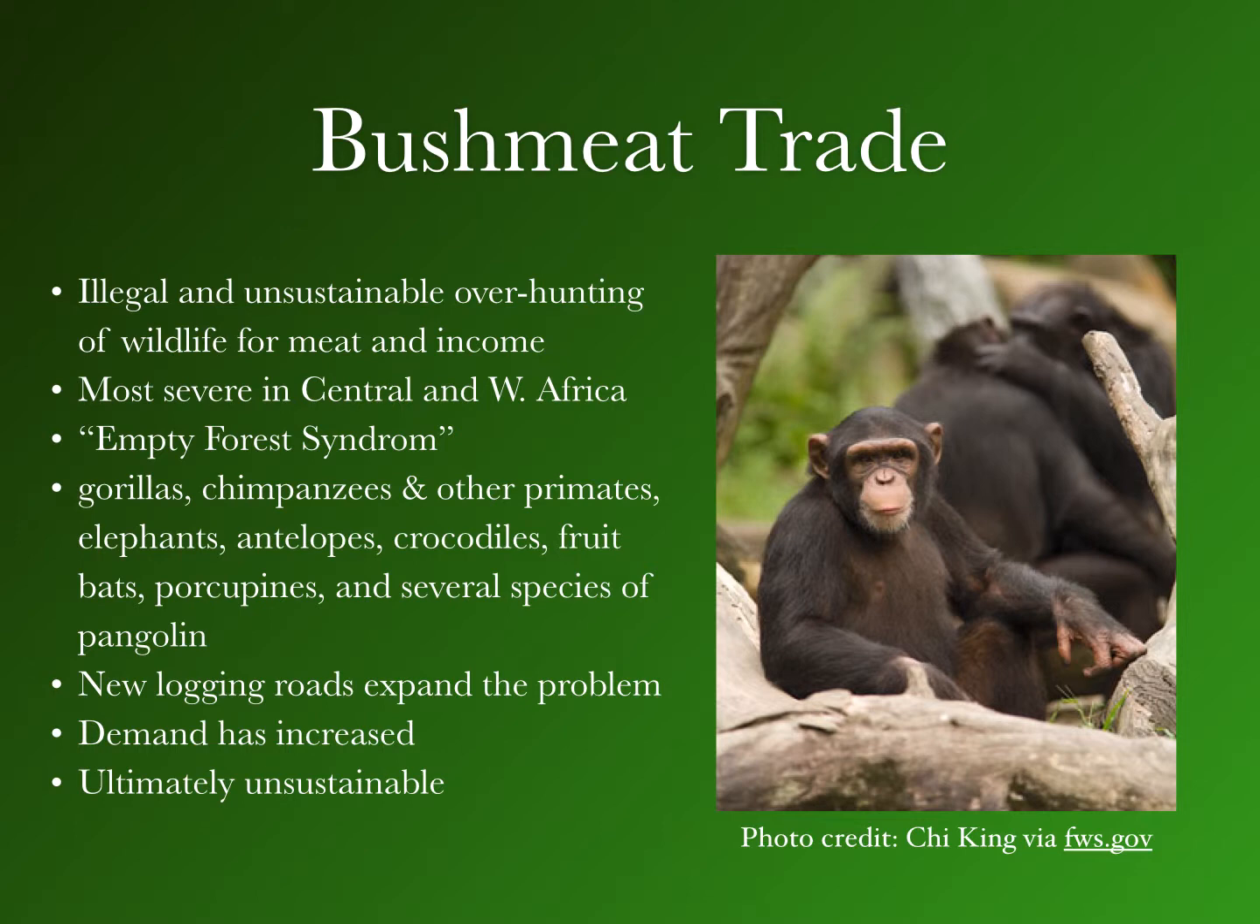The bushmeat trade refers to the illegal and unsustainable overhunting of wildlife for meat and income. It represents the most immediate threat to the future of wildlife populations in Africa, as well as other areas of Asia and Latin America. It is so severe in some areas that it has led to what is commonly referred to as the empty forest syndrome, a condition where forests remain structurally intact but are largely devoid of wildlife. Some animals affected by this illegal activity include gorillas, chimpanzees and other primates, elephants, antelopes, crocodiles, fruit bats, porcupines and other rodents, and several species of pangolin.